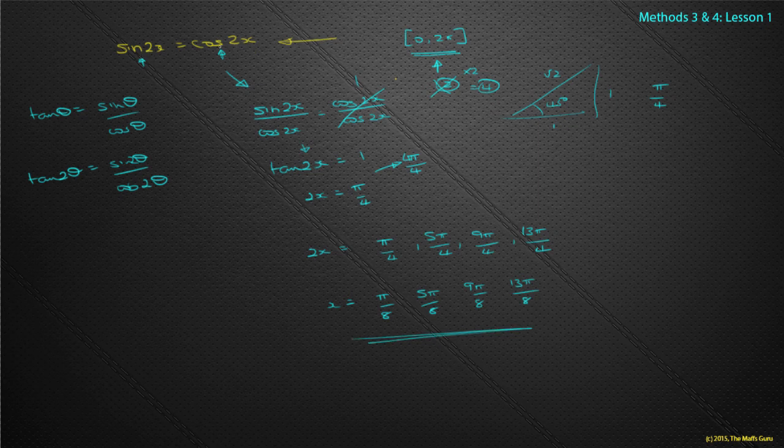Now actually what this does is move all of my values back into 0 to 2 pi, and there we go. There are my solutions. What have I actually found? I've just found all the solutions where sine x equals cos 2x: pi on 8, 5 pi on 8, 9 pi on 8, and 13 pi on 8.